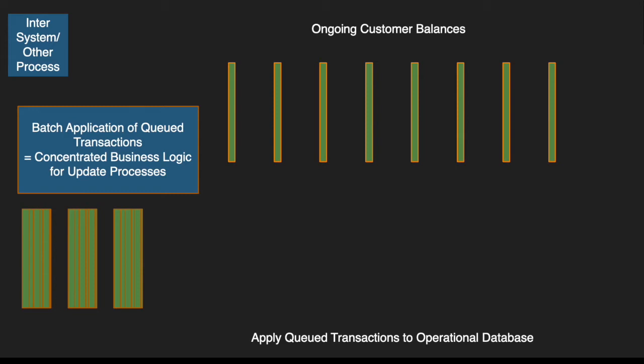Once the daily posting process is complete, the transactions that have been queued need to be applied into the database. There is a particular set of programs, typically a batch application, that will apply those transactions into the database. All the business logic in there is a concentrated kind of business logic dealing with the update cycle for how to apply transactions to the database.